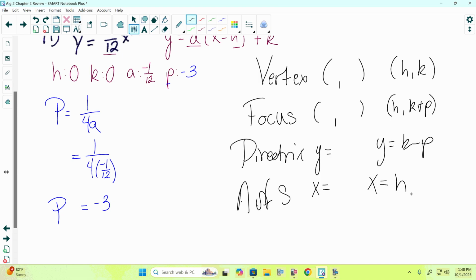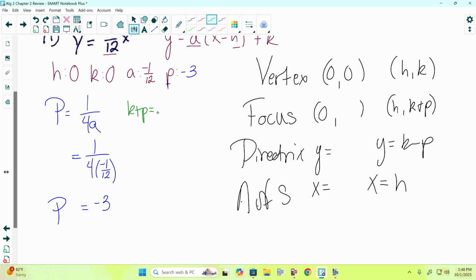So again, at this point, I would just look at the general form. The vertex is the point h, comma, k. H is 0, k is 0. So the vertex for this would be the point 0, 0. Focus is the point h, comma, k plus p. Well, h is 0. Now we still need to evaluate k plus p.